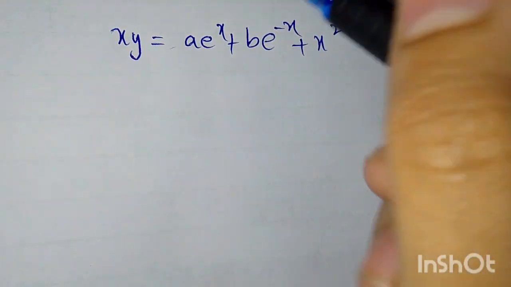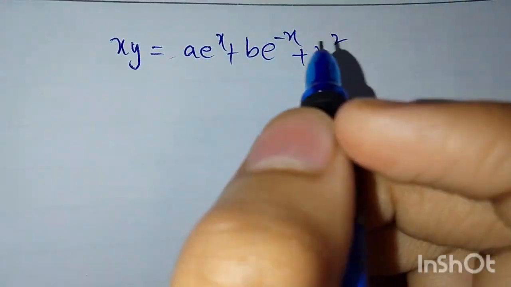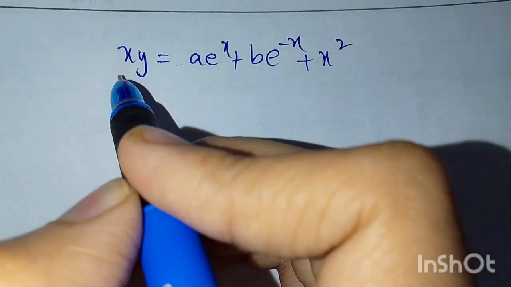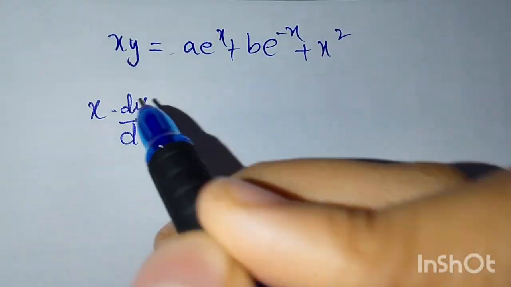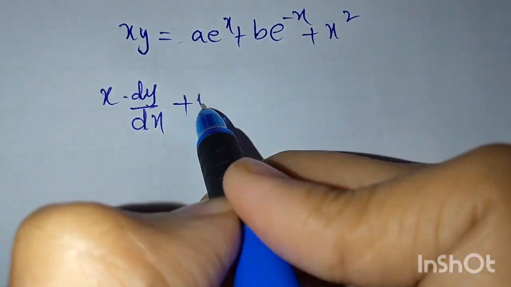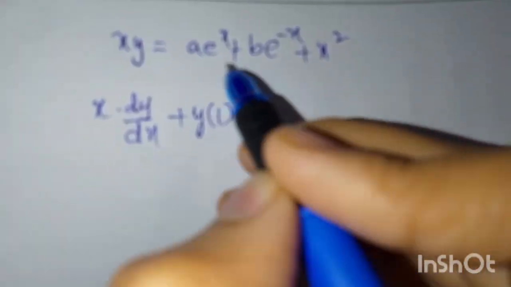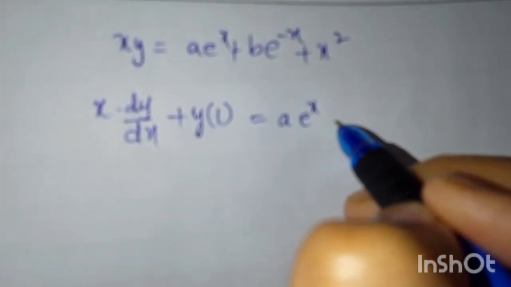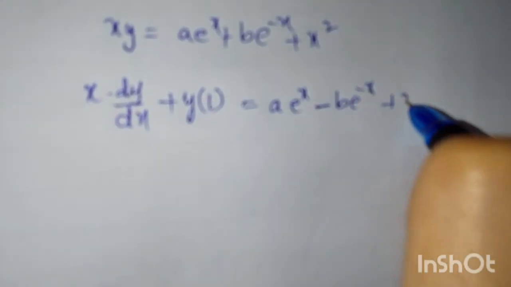Okay, first, how many arbitrary constants we have? 2. So we can differentiate this 2 times. So first I'll differentiate with respect to x. So we'll get x into dy by dx plus y into 1. Okay, uv. This side, a is constant, e power x differentiation e power x. This one minus b e power minus 2x.